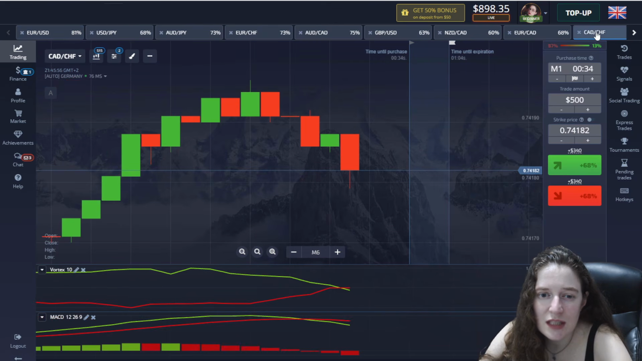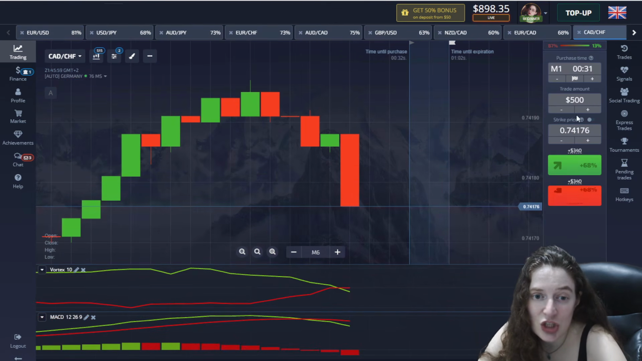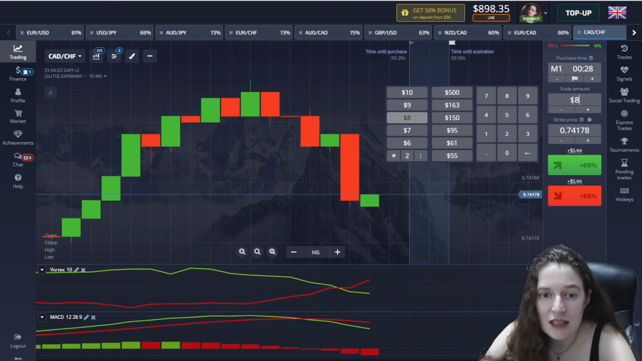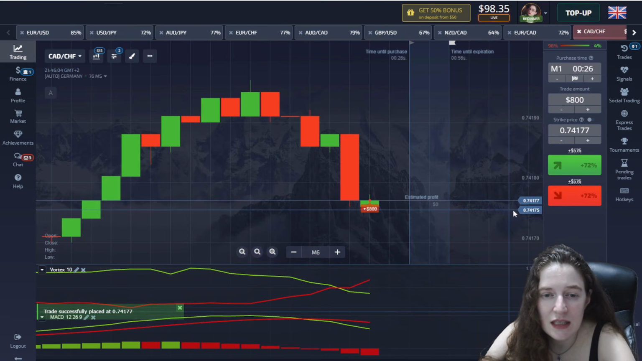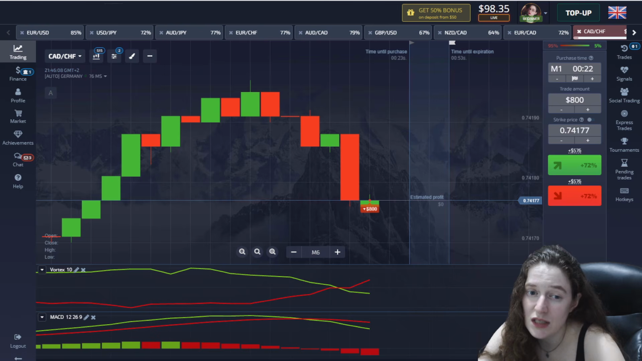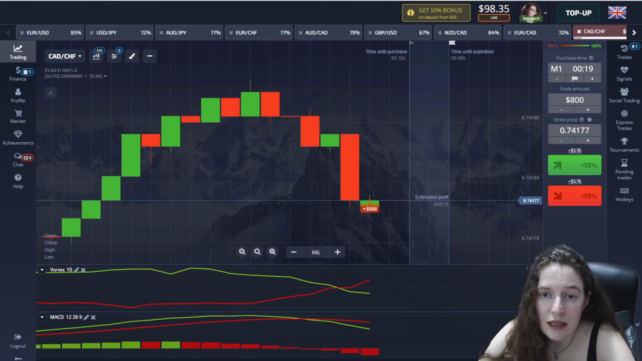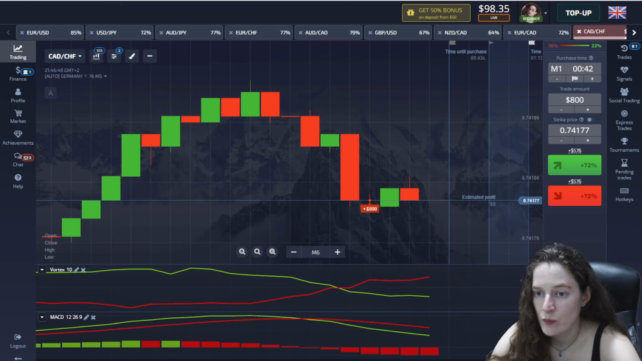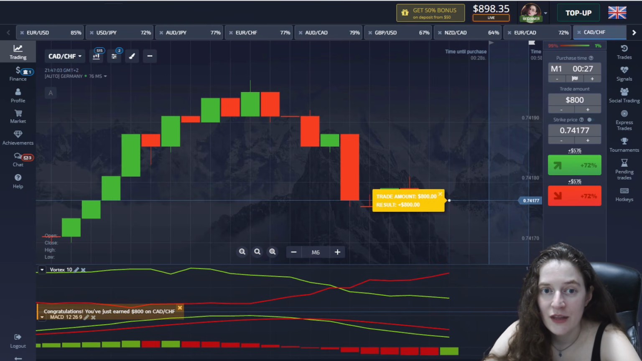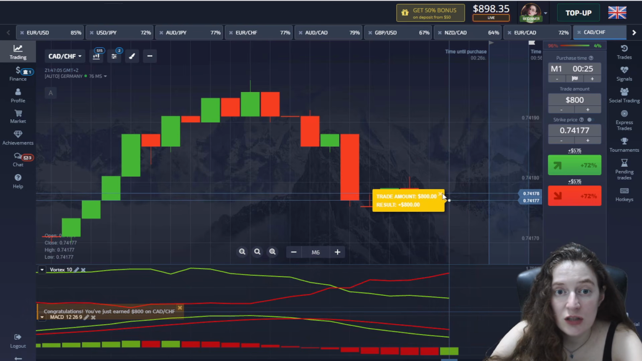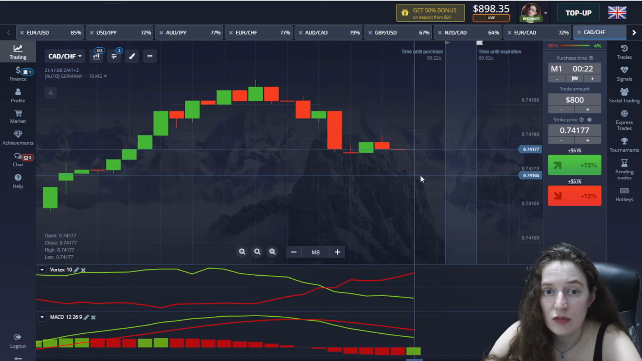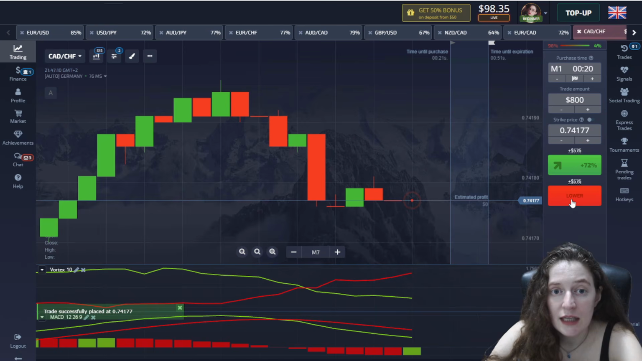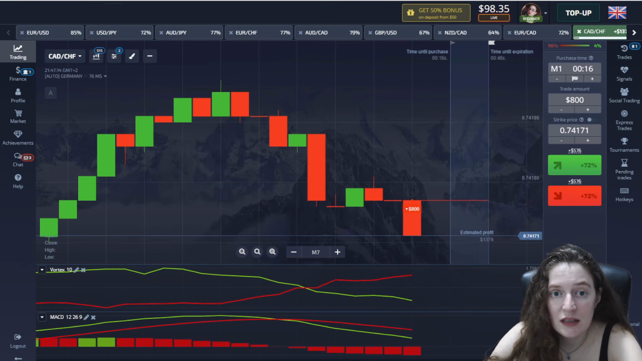I will try to win as much as I can today, if I can, and show you the effectiveness of this method. It's exactly the same moment as the previous one, and I bet $800. We did not lose, but we could not win either. I got my money back, but I still think the trend will go down. Everything points to that, and I put $800 down again.